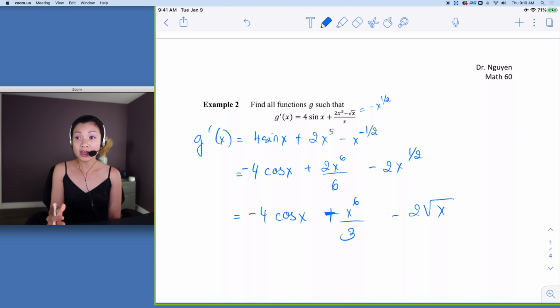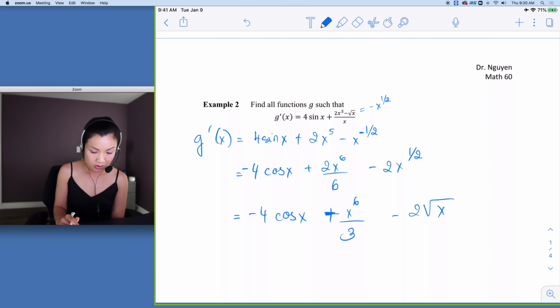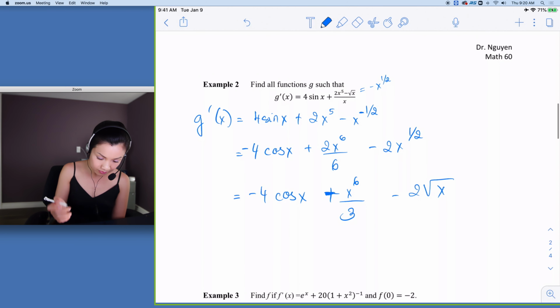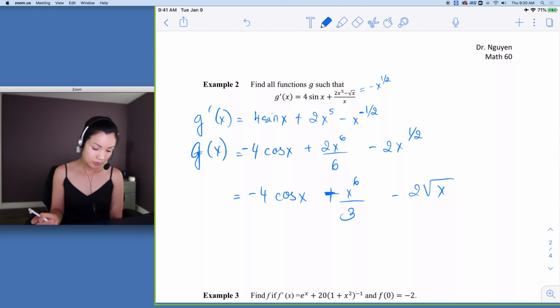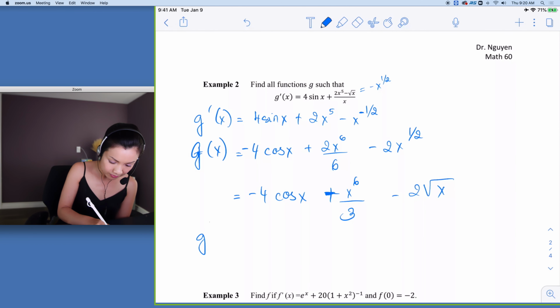By the way, if you want to check your work, you can always go back and take the derivative. So if I want to take the derivative, I'm sorry, I should change this. This is not the equal right there, so I should put g here. Okay, now let's try to take the derivative.